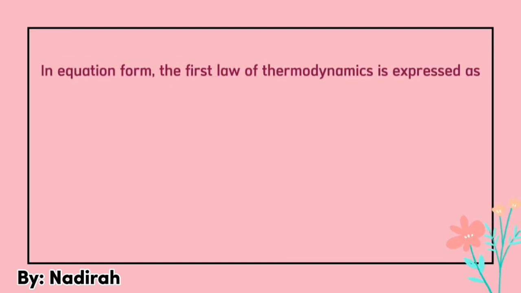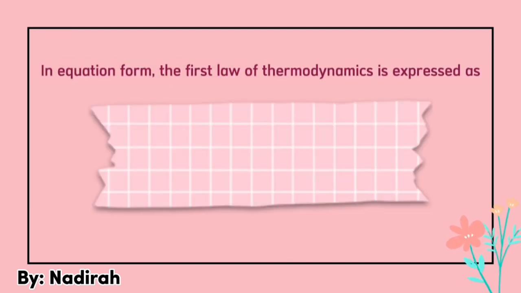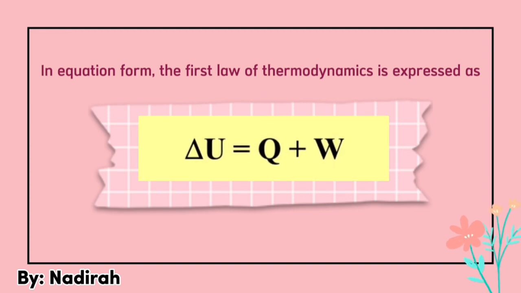In equation form, the first law of thermodynamics is expressed as delta U, the change in internal energy of the system, equals Q, which is the net heat transfer, plus W. W is the net work done on the system.